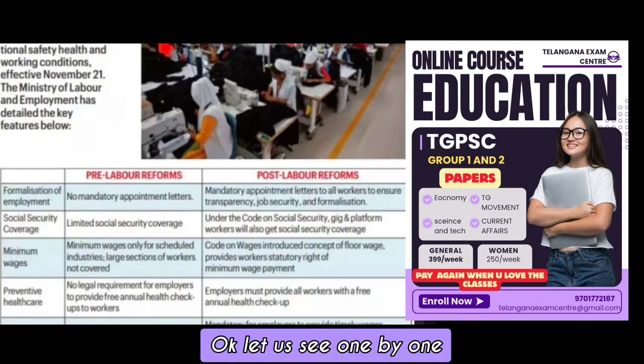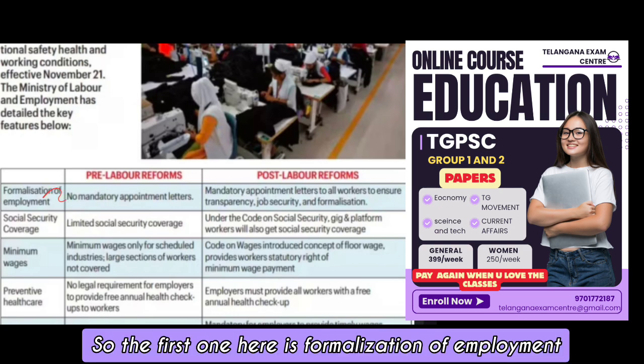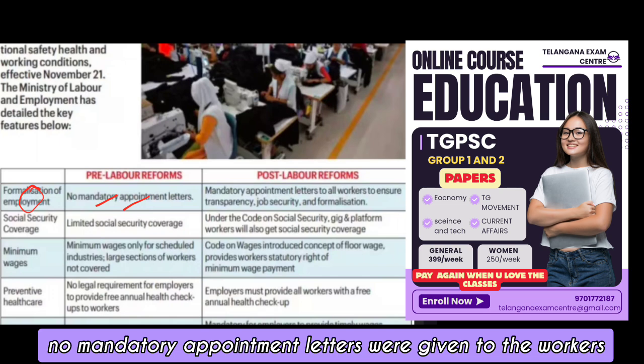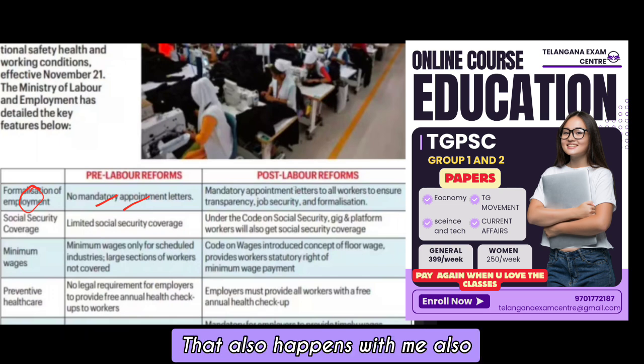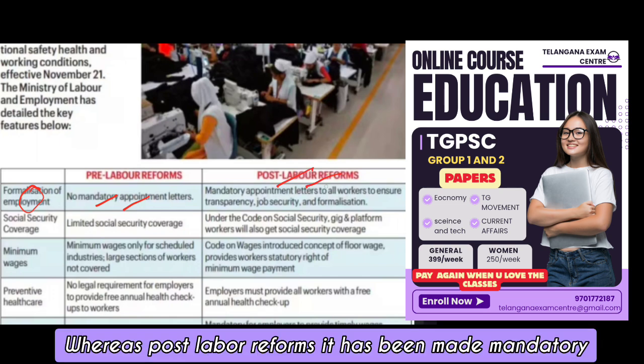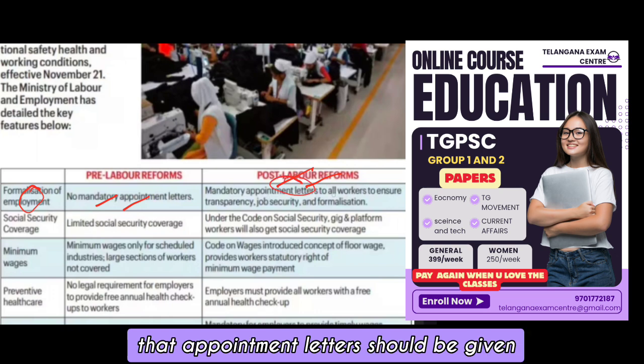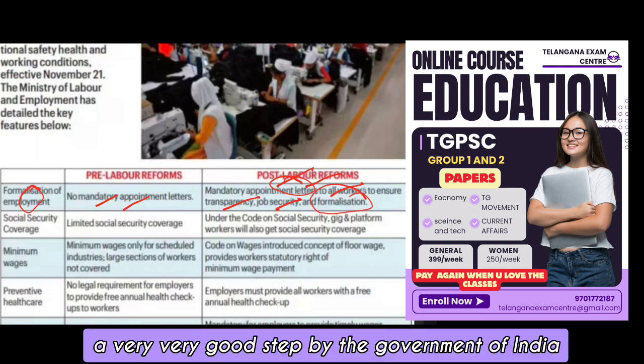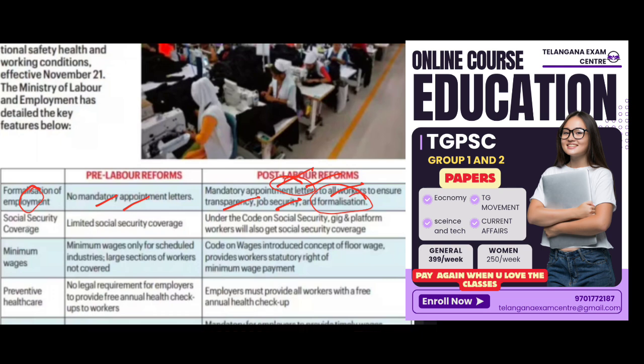Okay, let us see one by one what will change. The first one here is formalization of employment. Before these labor codes came into being, no mandatory appointment letters were given to the workers and employees. That also happened with me. Whereas post labor reforms, it has been made mandatory that appointment letters should be given to all workers to ensure transparency and job security, and that is why we call it formalization, a very good step by the government of India.